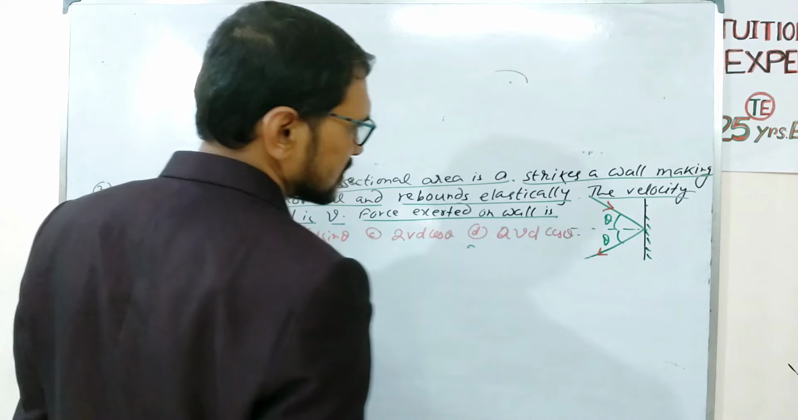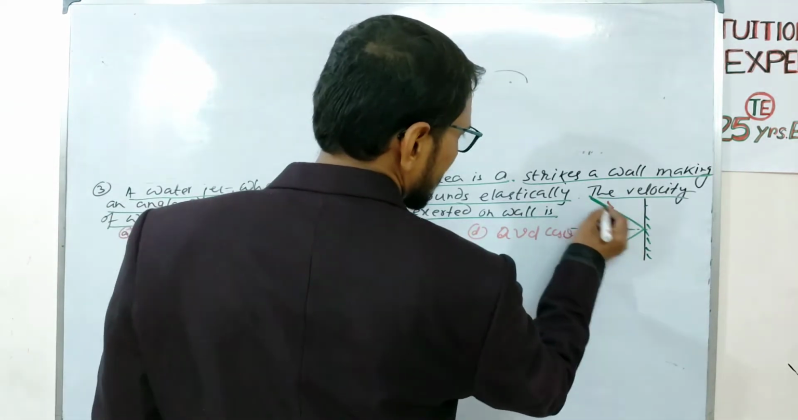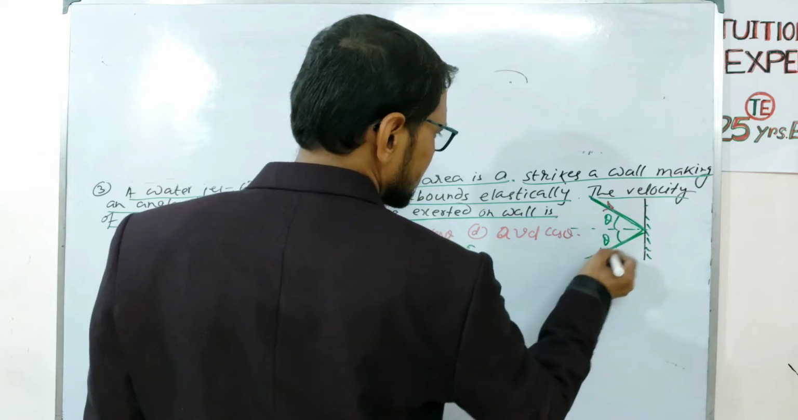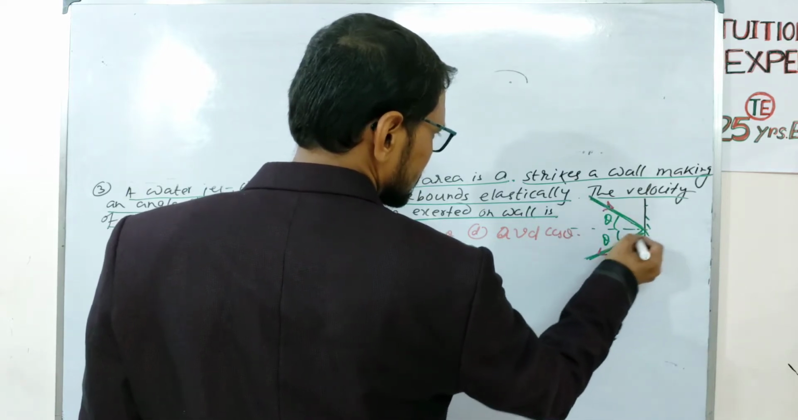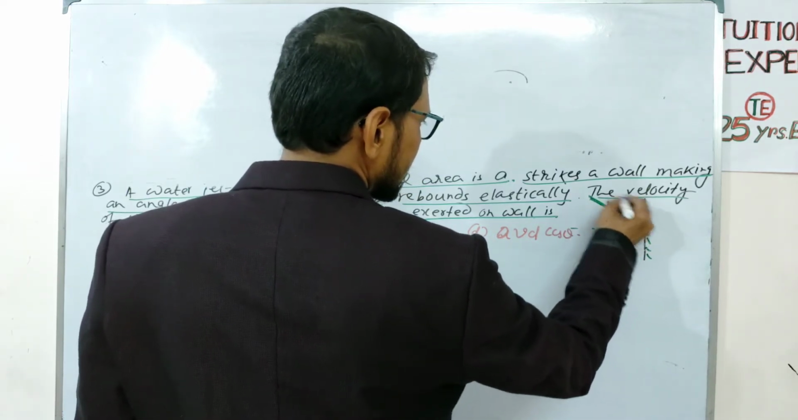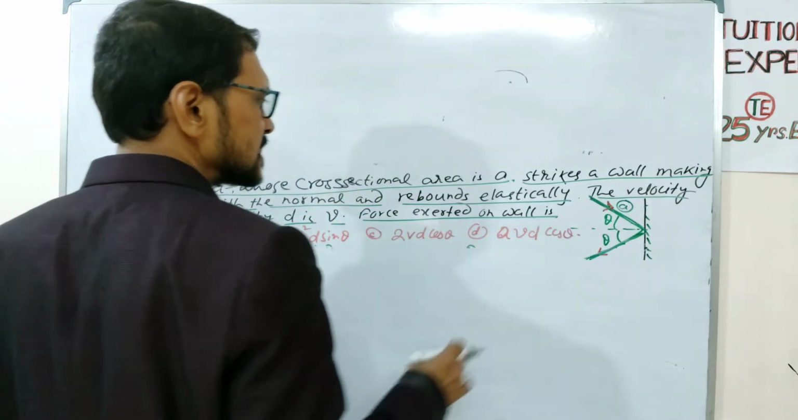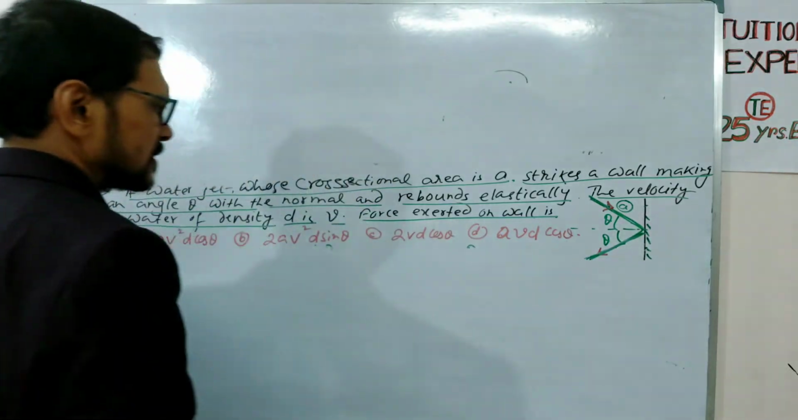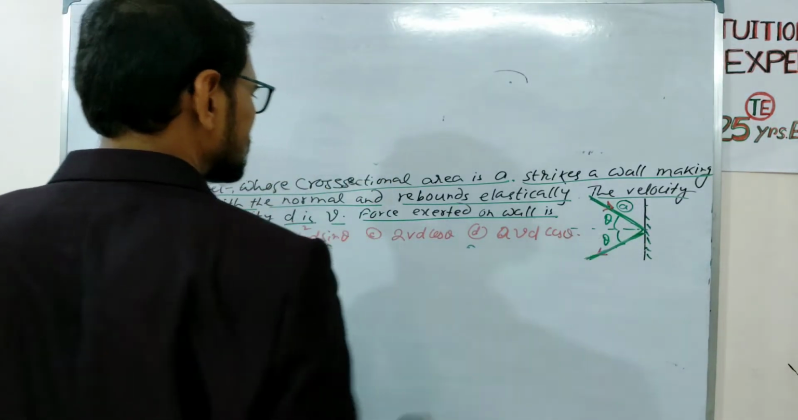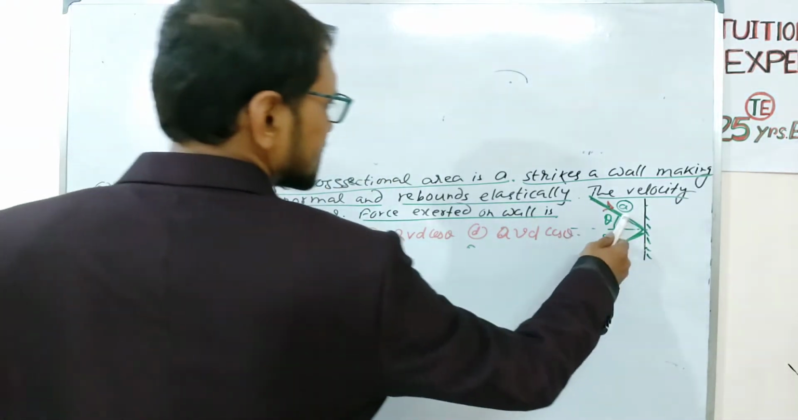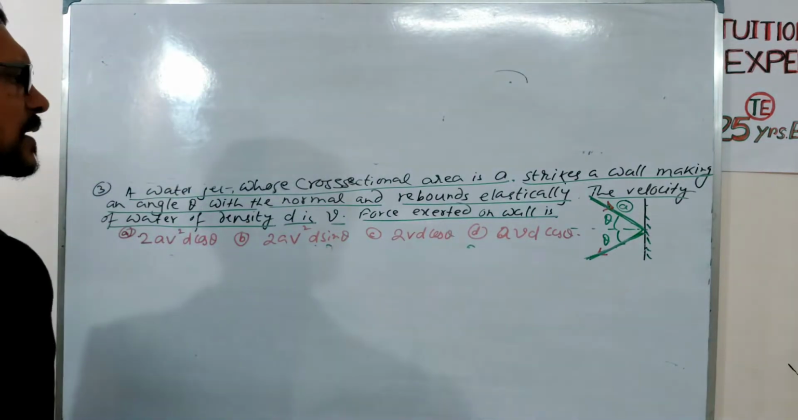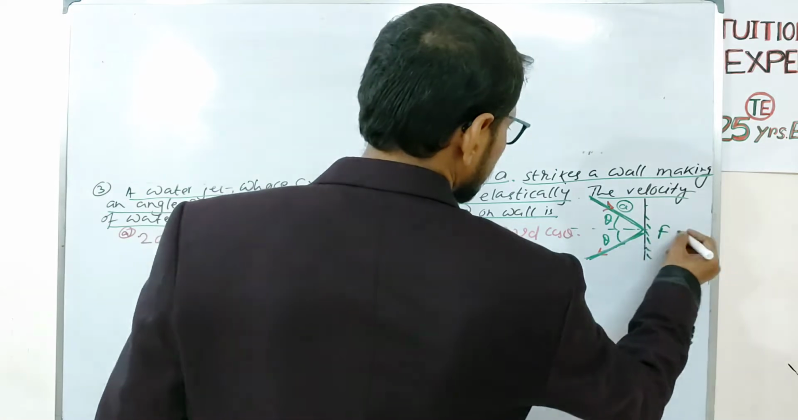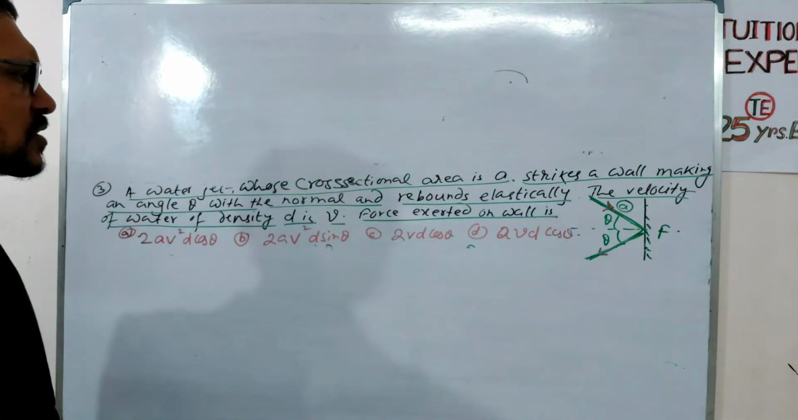So this is the question. Suppose this is a water jet whose cross section area is a and density d. This water jet strikes the wall. The angle theta is given. Now what is the force exerted on the wall? So this is the question.